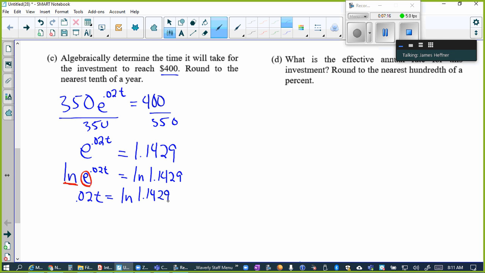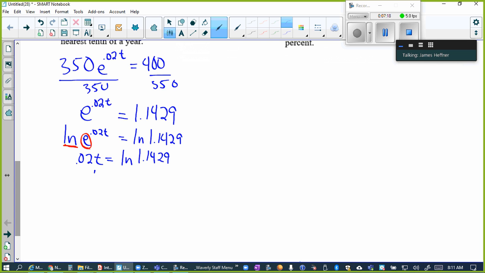And now we have one more thing to do, and what is that? Divide both sides by 0.02, right, guys? With me? Okay. And they want us to round to the nearest tenth of a year, right? So we'll put that in our calculator, I guess. There is a natural log button.